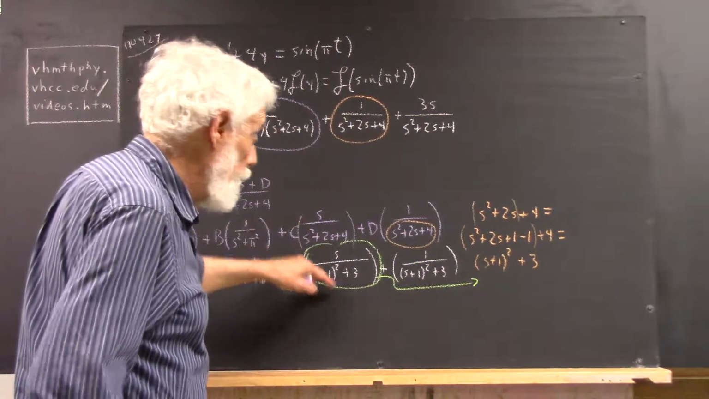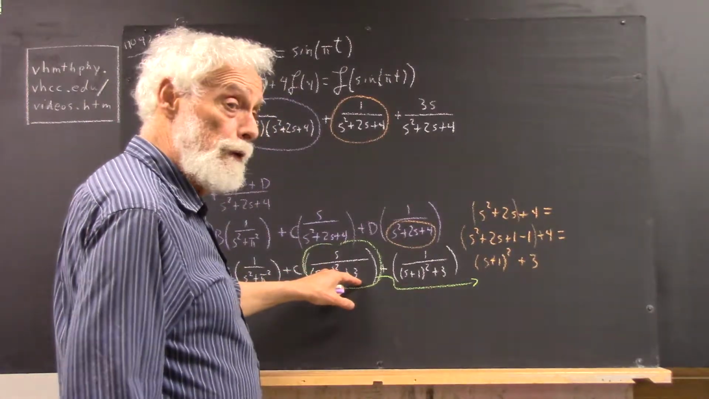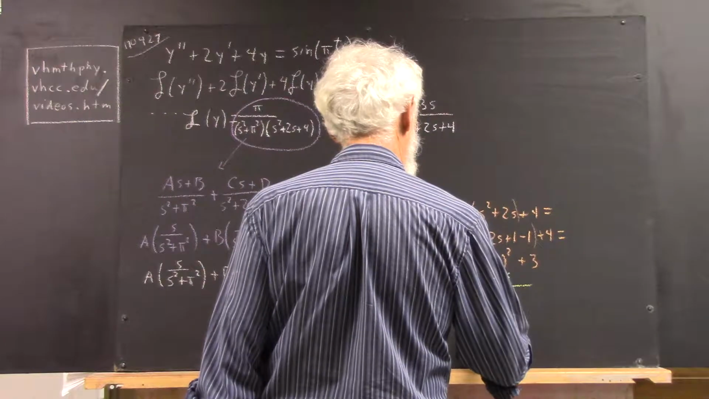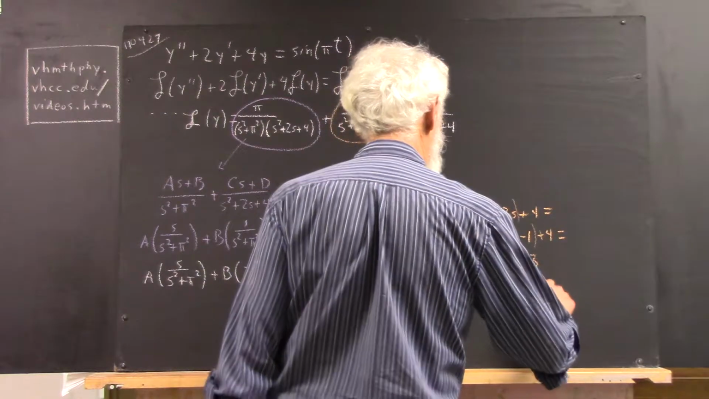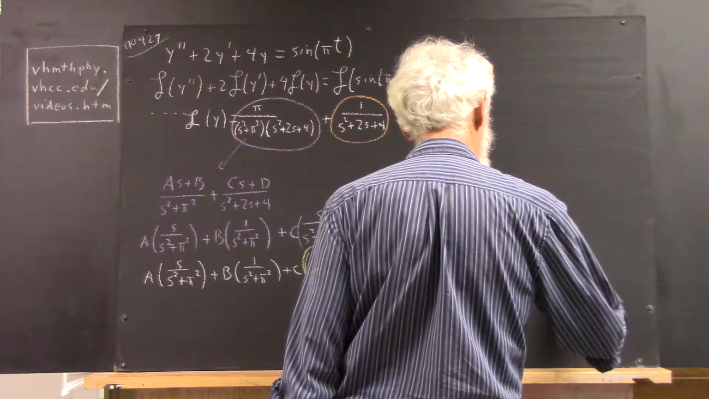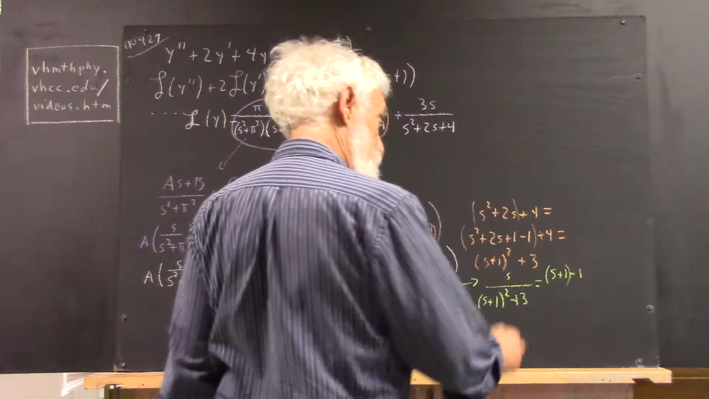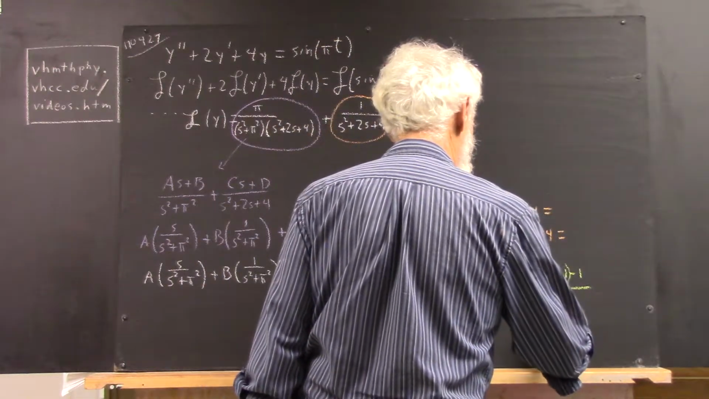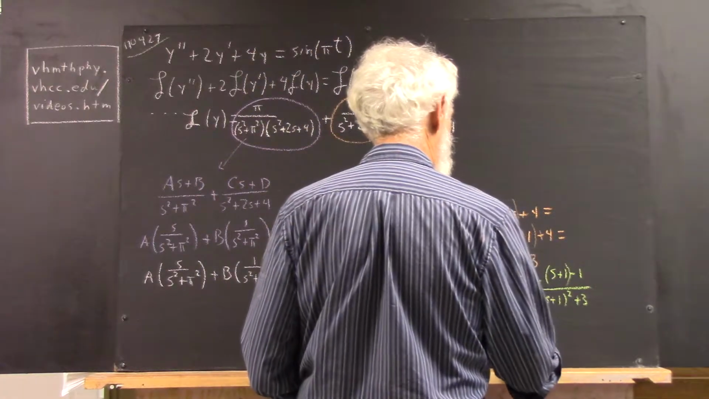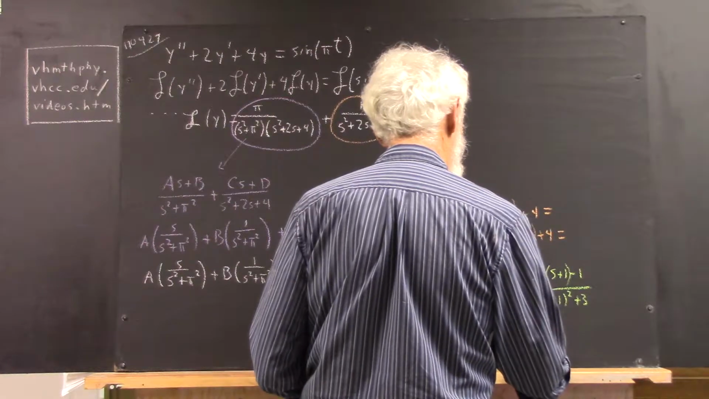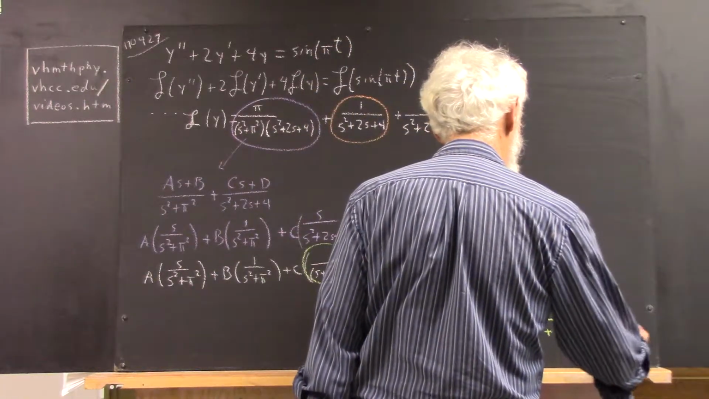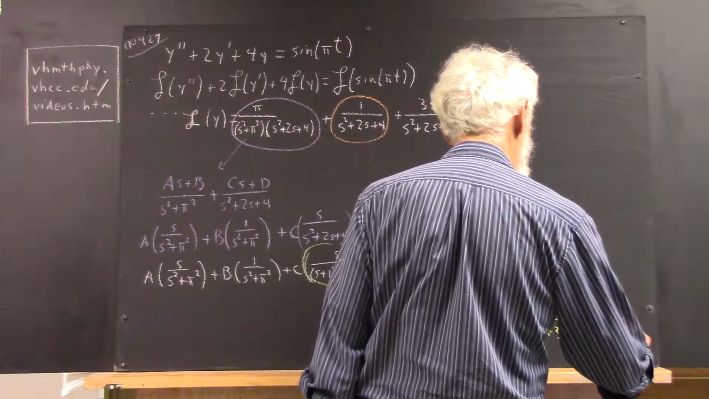Next, I want to look at this. Now, s over (s plus 1) squared plus 3. I'll write it out. s over (s plus 1) squared plus 3 can be written as (s plus 1) minus 1, because s is of course the same as s plus 1 minus 1, over (s plus 1) squared plus 3. And that's equal to what? That's just equal to s plus 1 over (s plus 1) squared plus 3, minus 1 over (s plus 1) squared plus 3.